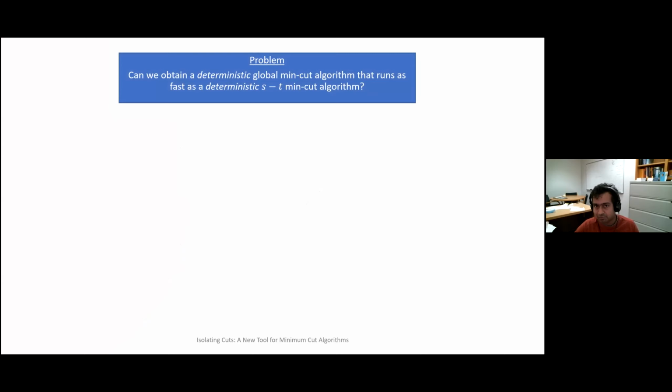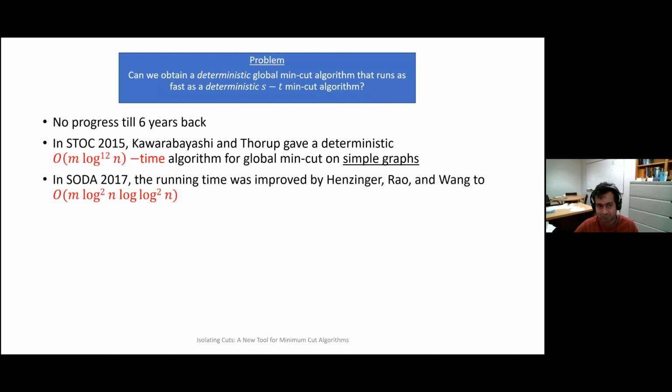Okay, so let's ask that question. Can we obtain a deterministic global min-cut algorithm that runs as fast as a deterministic ST min-cut algorithm? This question, in various forms, had been asked since the 90s, but there wasn't a lot of progress till about 6 years back. In STOC 2015, in a paper that in fact recently won the Fulkerson Prize, Kawarabayashi and Thorup gave a deterministic near linear time algorithm for global min-cuts. But one caveat was that the algorithm only works for simple graphs.